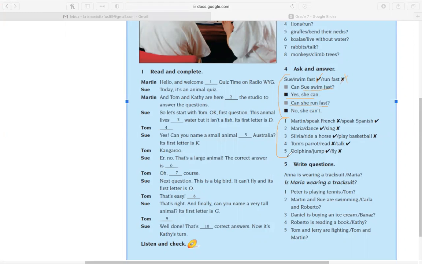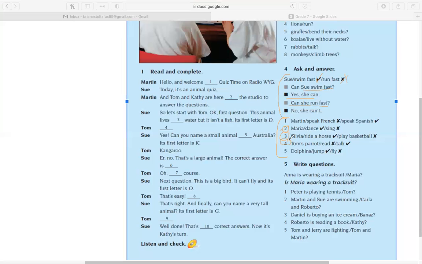So, number 1, can Martin speak French? The answer is no, he can't. Can Martin speak Spanish? Yes, he can. Number 2, can Maria dance? Yes, she can. Can Maria sing? No, she can't. Number 3, can Sylvia ride a horse? Yes, she can. Can Sylvia play basketball? No, she can't.